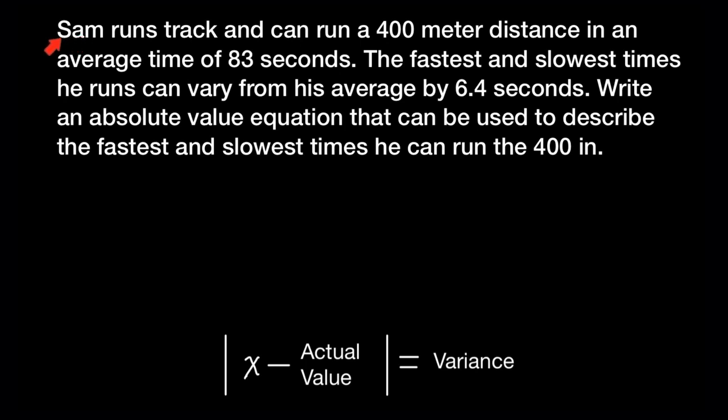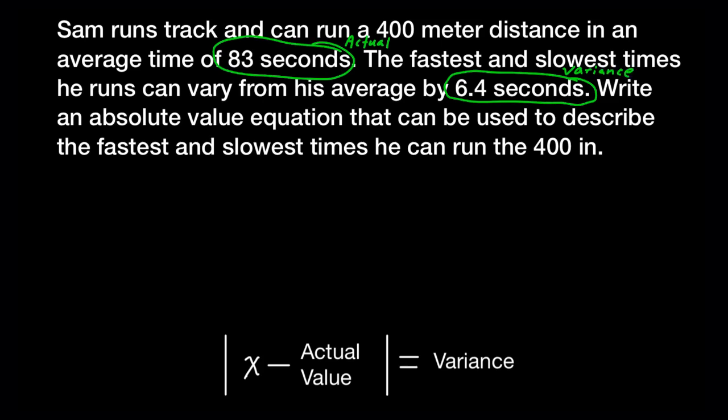So Sam runs track and can run a 400-meter distance in an average time of 83 seconds. The fastest and slowest times he runs can vary from his average by 6.4 seconds. Write an absolute value equation that can be used to describe the fastest and slowest times he can run the 400-meter in. All right, so there are some values that we want to pay attention to in this problem. One value is this 83 seconds, and that is the actual time that he averages on his run for the 400 meters. And then we have this 6.4 seconds, which is your variance.